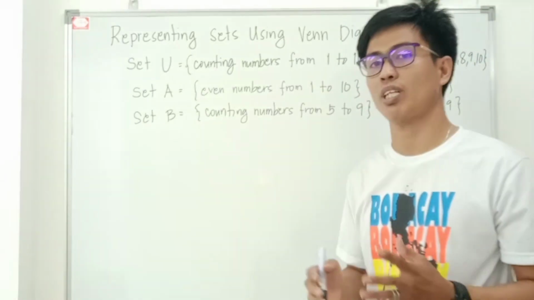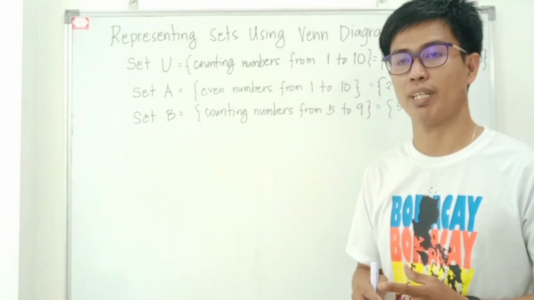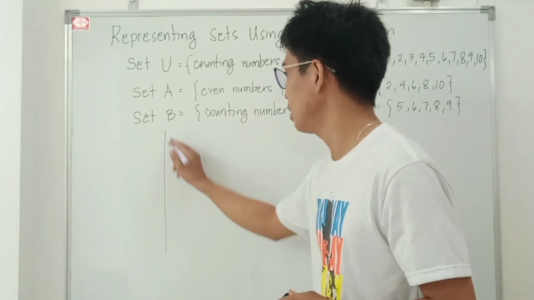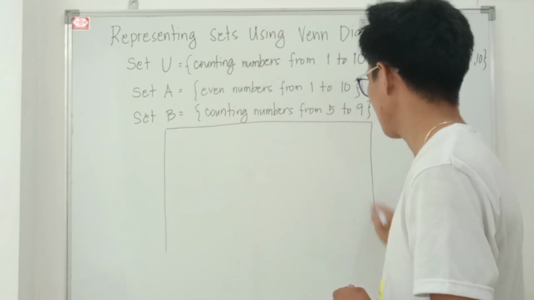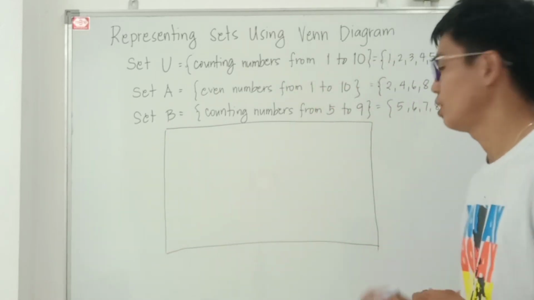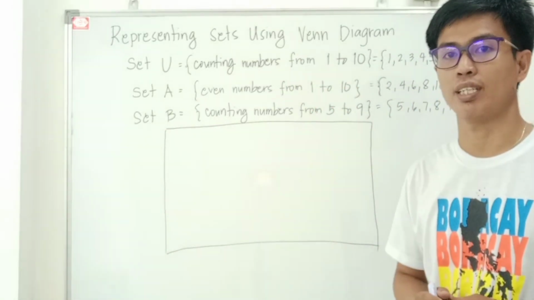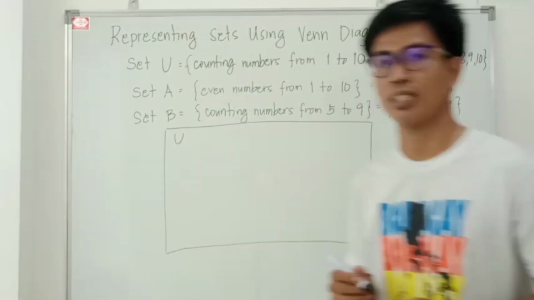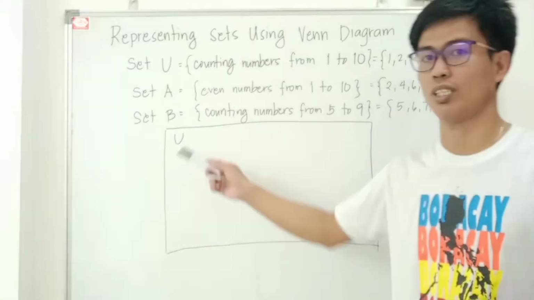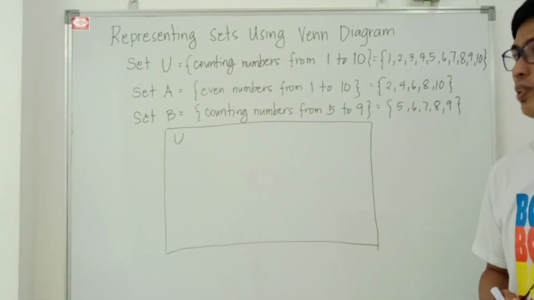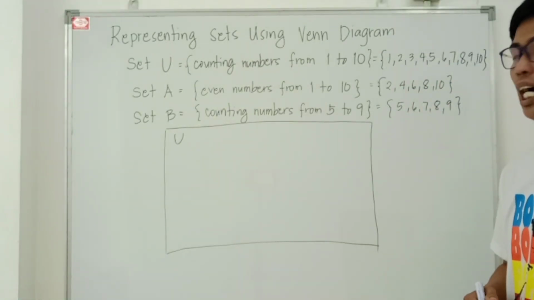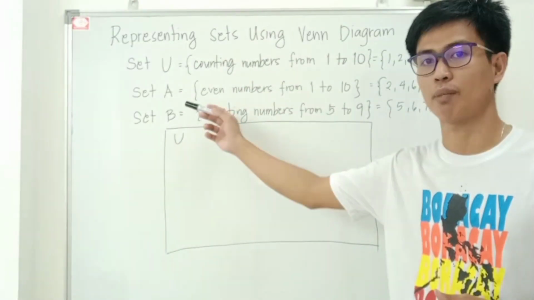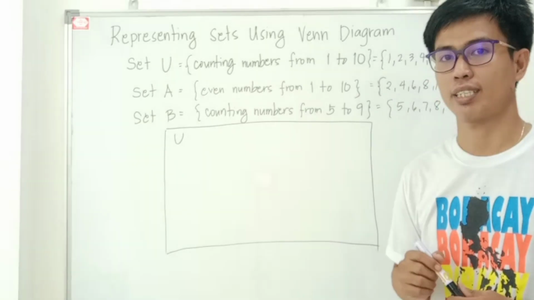So now we're going to represent the set using the Venn diagram. So the first thing you will do is to draw a rectangle. So this rectangle represents the universal set. So let us represent the universal set as set U. Then the next thing you will do is to determine how many subsets are there in the given. So in our given, we have two subsets, set A and set B.